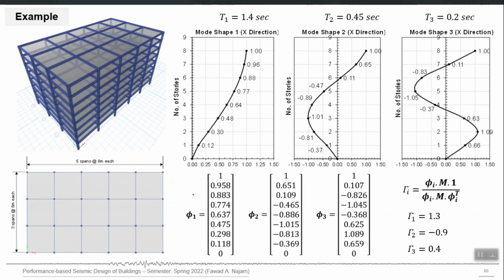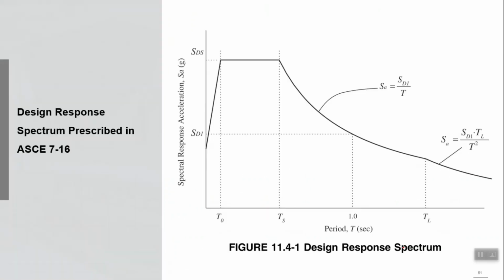So I have extracted the phi 1, phi 2, phi 3 for this 8-story building, and then I calculated the modal participation factors for these 3 modes, gamma 1, 2, 3. Then I constructed the response spectrum which I want to use for the analysis of this building, and this is the equation which is prescribed by ASCE 7-16.